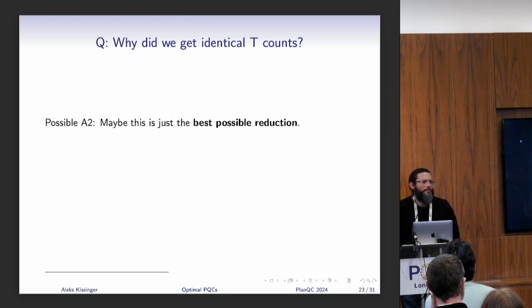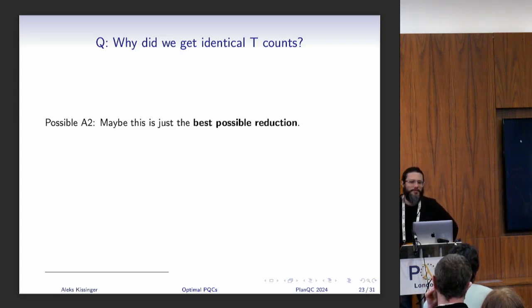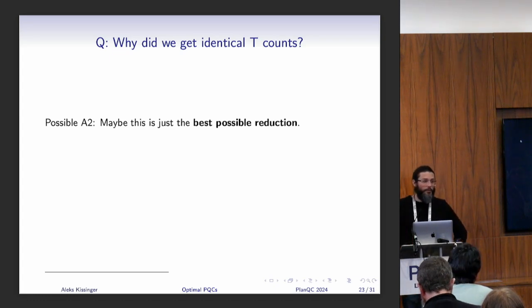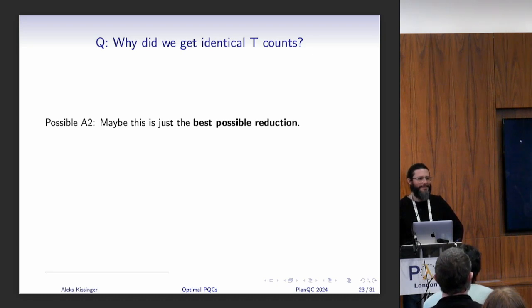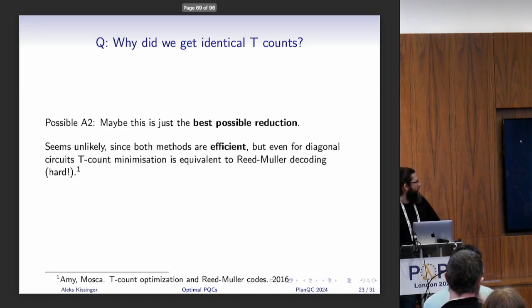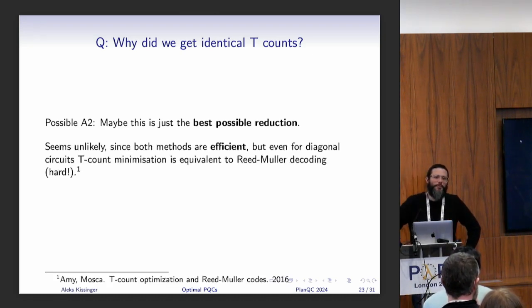So another possible answer is maybe we actually just both did as good as possible, right? So maybe we both got the optimal T counts, right? Seems unlikely. I see people who know about this making a face when I say that. The reason that this is unlikely is both of our methods are efficient.